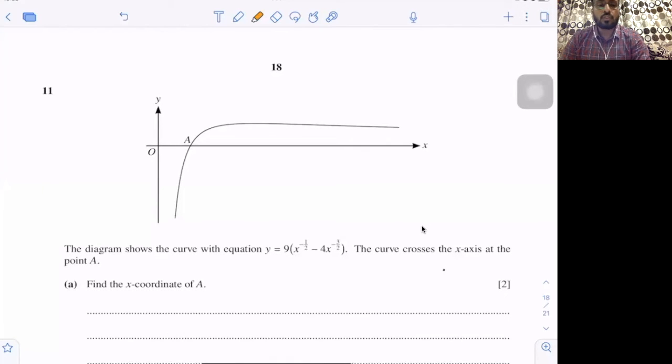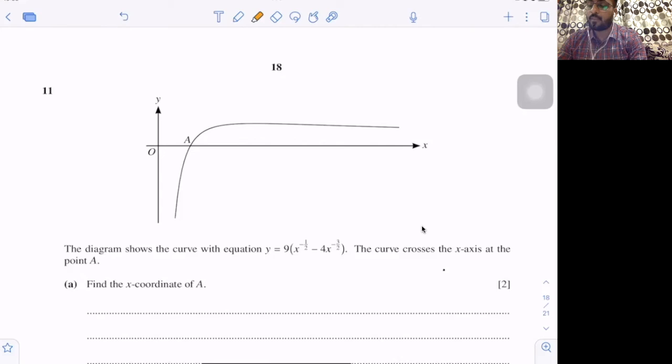In the 11th question, students, you want to find the x coordinate of point A. There is a curve. The diagram shows the curve whose equation is given as y is equal to 9 times x raised to minus half minus 4 times x raised to minus 3 upon 2. And you can see that the curve is crossing the x-axis at the point A. So point A is a point where the curve and the x-axis are intersecting. The question says you want to find the x coordinate of point A. So it's a very simple question.